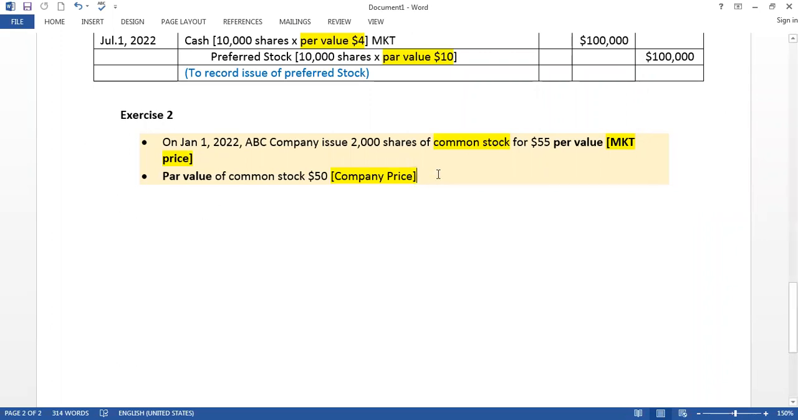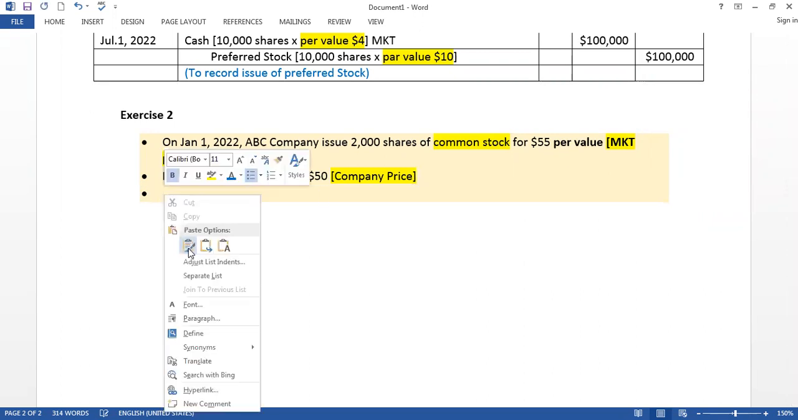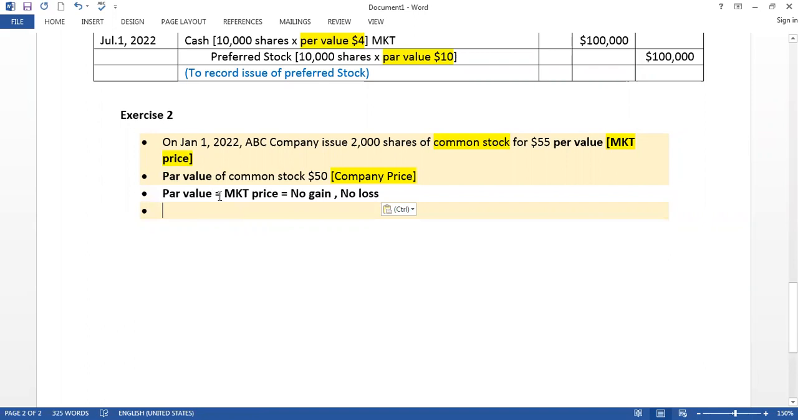So now we have to think about whether we have any gain or loss. Par value is lower, right? But market price is higher. So we have a gain. Clear? So I told you that when we have a gain, we cannot record gain. We cannot record premium. Gain means premium, right?